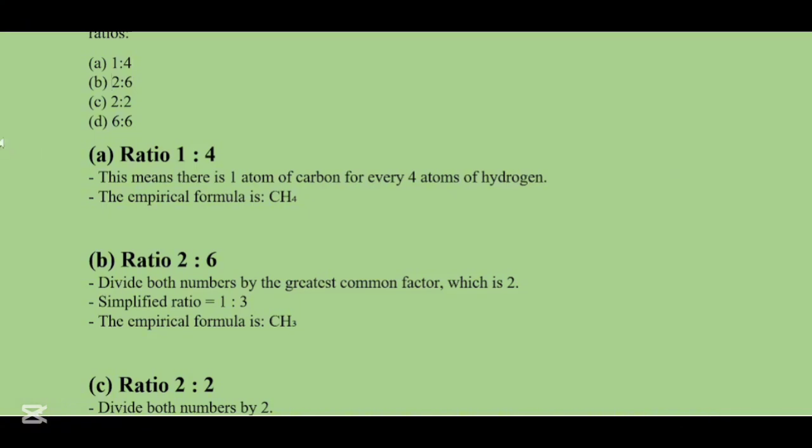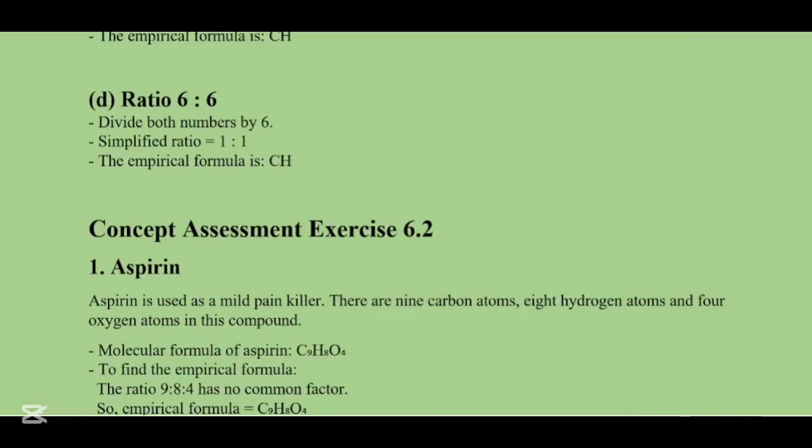This means that the empirical formula will be C1, or only C, and H3. Now you have 2:2. You need to get the greatest common factor, or the lowest value, which is 2. Divide both sides by it. So the answer will be only CH, or 1:1. Now you have 6:6. This means that you will divide both numbers by 6. Why? Because it is the smallest value between them. Then the simplified ratio will be 1:1, or CH.